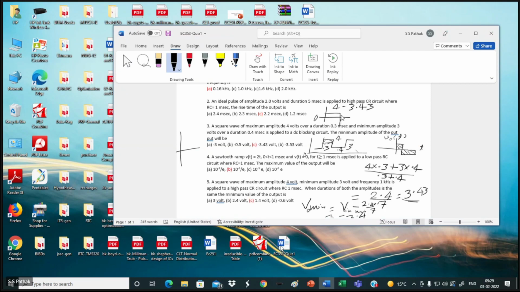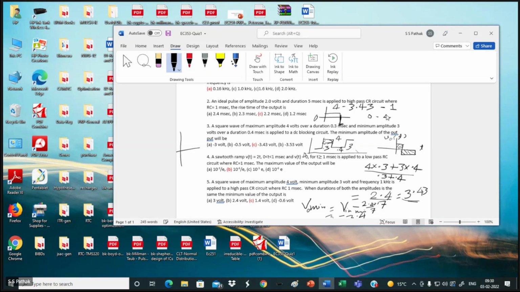Now here there will be a fall. What will be this fall now? Fall will be 4 minus 3, that is your 1 volt. So here to here 1 volt fall will be there. So that is your 4 minus 4 3, minus 1 volt. So 4 minus 4 3. Answer will be 0.43 only.